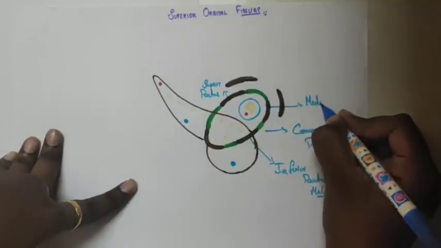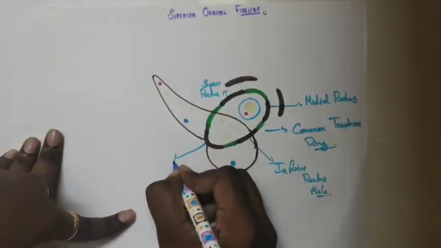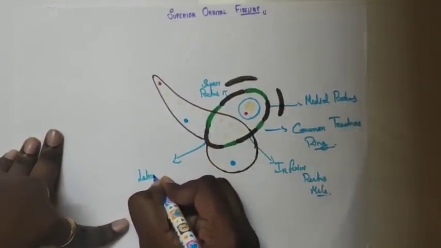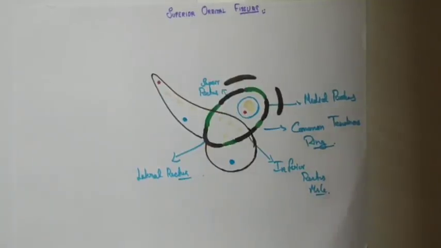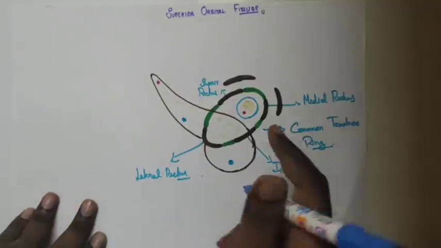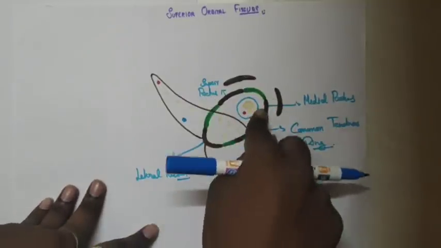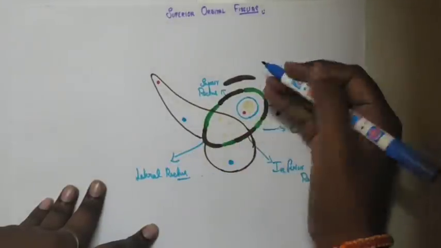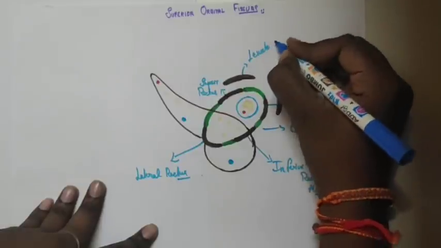This will be the medial rectus muscle, and this stands to be the lateral rectus muscle. So this common tendinous ring acts as the origin of four extraocular muscles. There are totally 7 extraocular muscles, 4 here, and this one is denoted as levator palpebrae superioris.